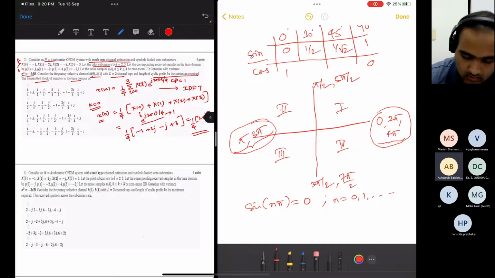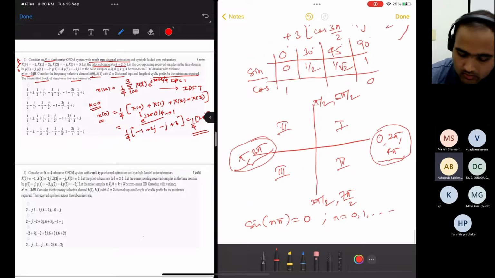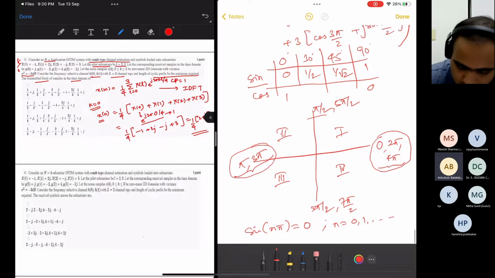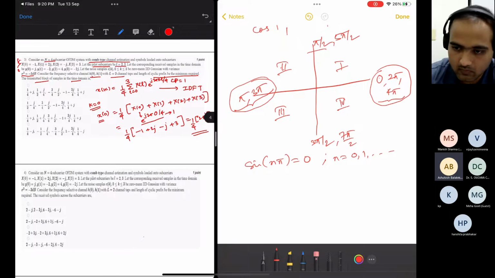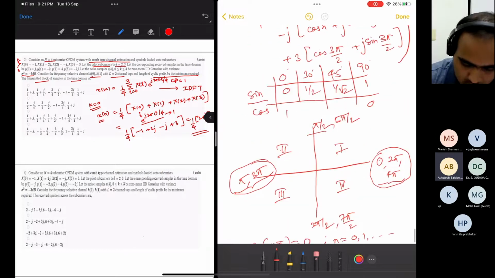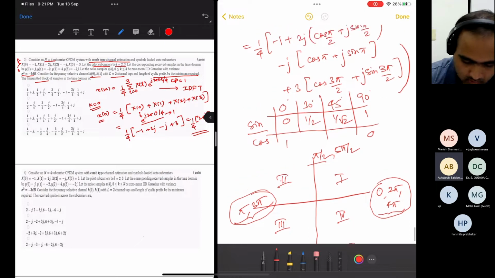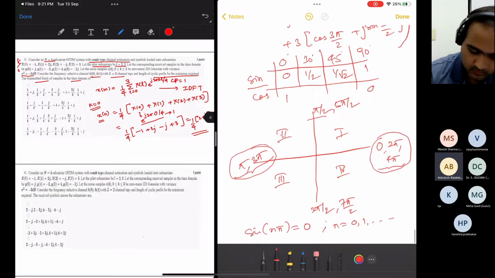Similarly, the cosine will be 0 at these points, for the y-axis. So cos pi by 2 is 0, cos 5 pi by 2 is 0, cos 3 pi by 2 is 0, right? So if anyone still has any doubts in these angles, just refresh the trigonometry a little bit. And now we are just going to put in values, right?